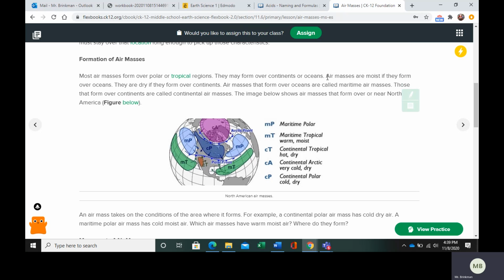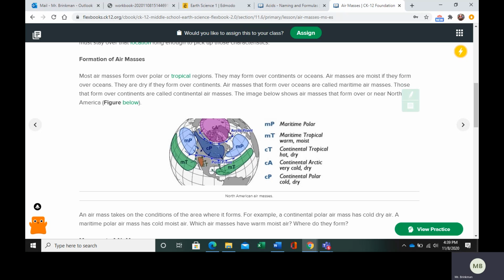If they form over oceans, they're going to have moist air. If they form over continents, they're going to have dry air. So if an air mass forms over an ocean, it is called a maritime air mass. Those that form over continents are called continental air masses.